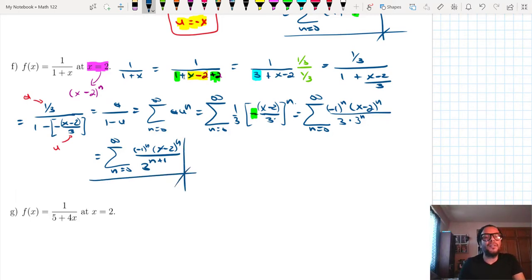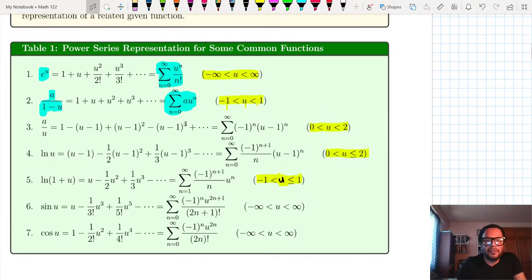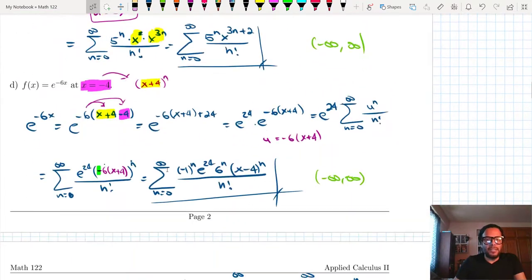Now, what about the interval of convergence? Well, so we know that for this series, according to the table, the interval goes from u being between -1 and 1. Let me set up an inequality.